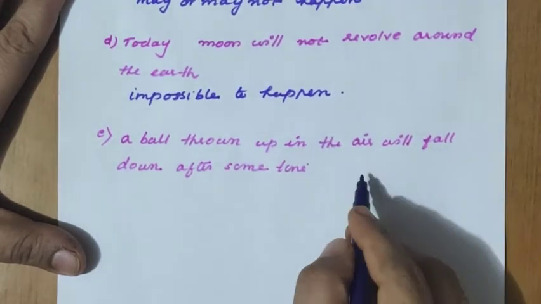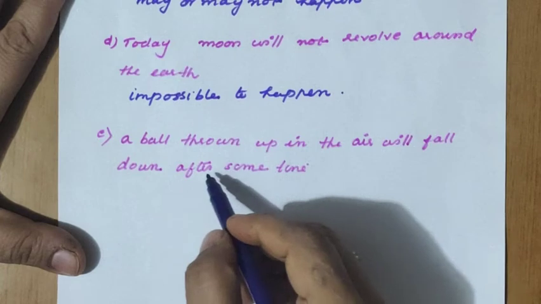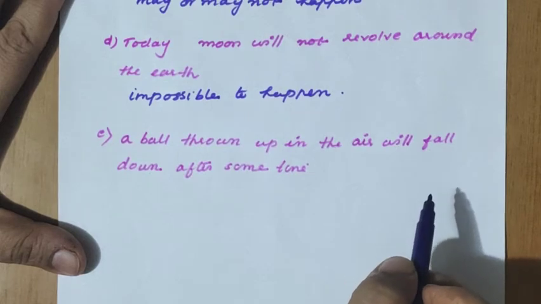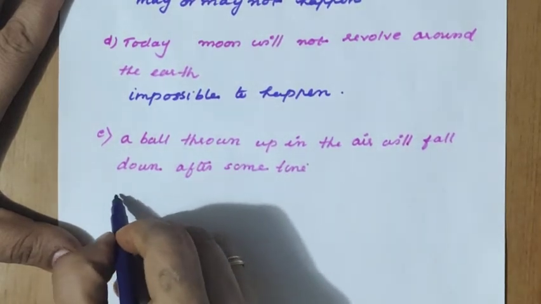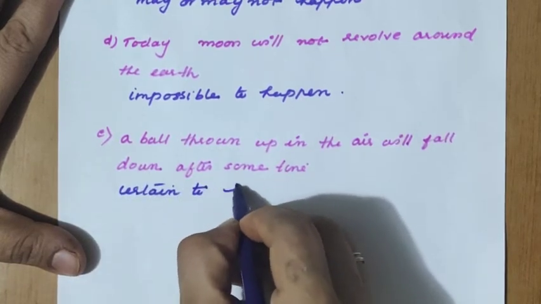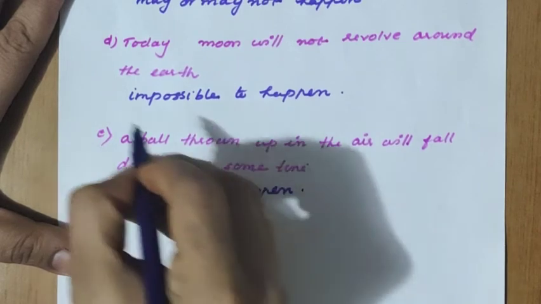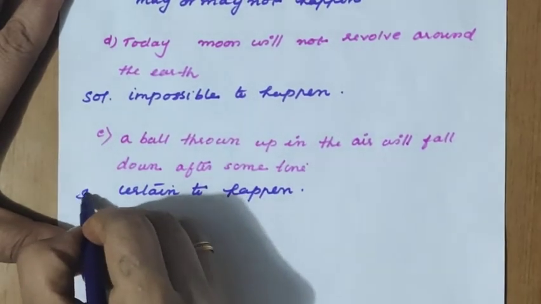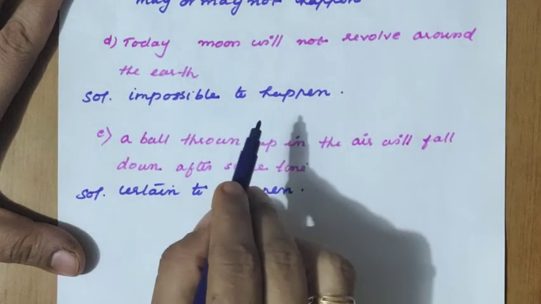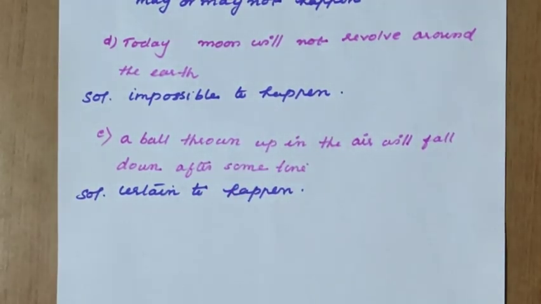A ball thrown up in the air will fall down after some time. Surely, because due to gravity, whenever a ball is thrown up, after some time it will fall only. So it is sure to happen, or we can say the word given in the question means it is certain to happen. So here the solution is certain to happen. Like that you should analyze the question and write the answer. When may or may not happen situations come, that is mainly where we deal with probability.